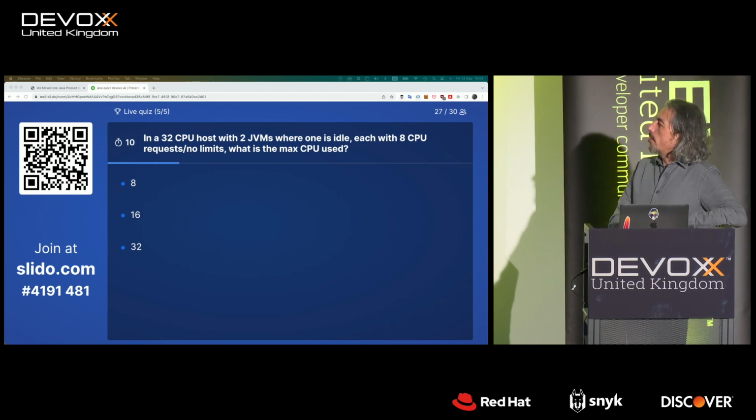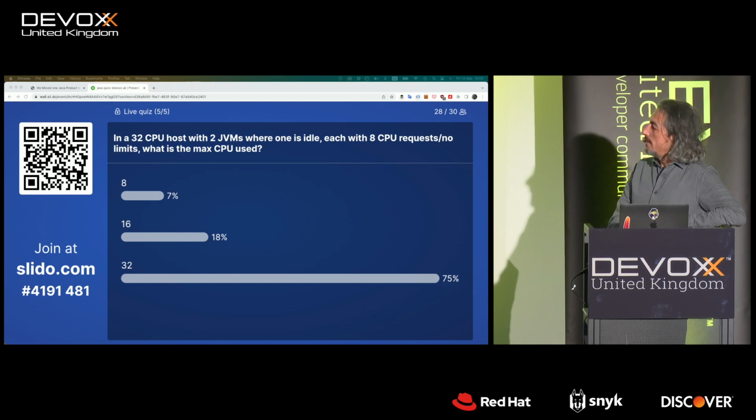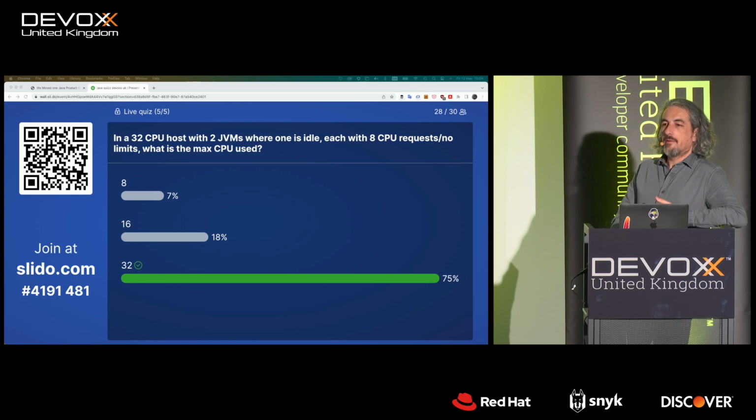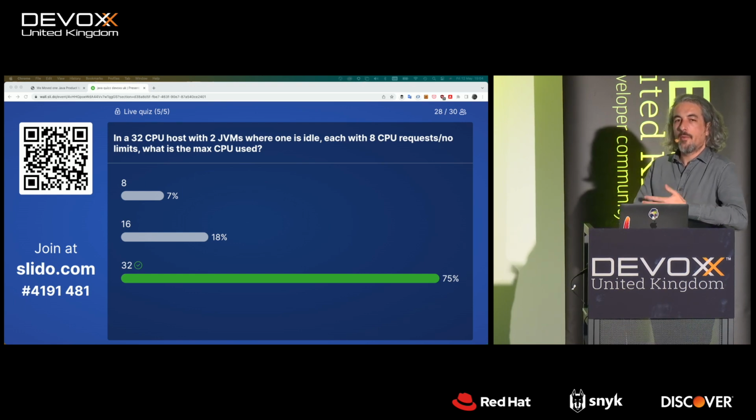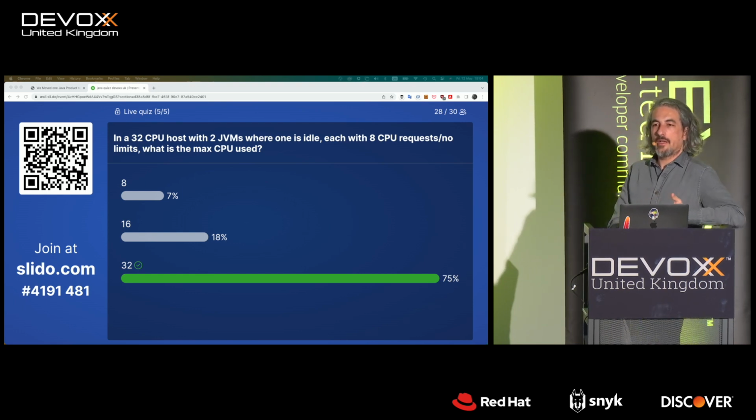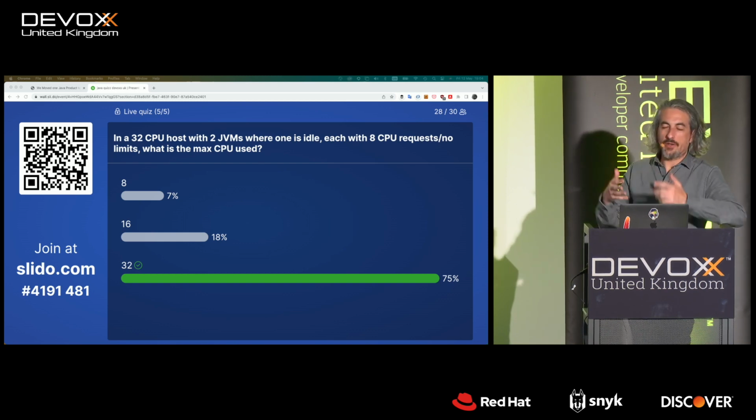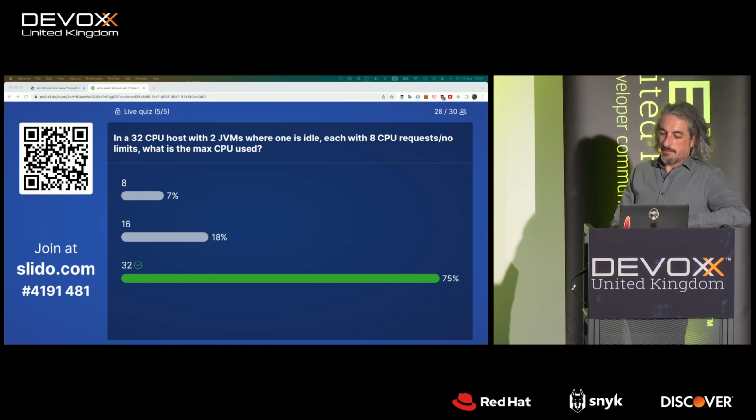So we have 8 CPU requests, no limits, both JVMs using as much CPU as they want or they can. And in this case, it's simpler because there's no limits. If both of them are using as much CPU as they can, they're going to use all the CPU of the node. Of course, this is simplifying. I mean, there's going to be other things running on the node, but yes, they're going to be able to use it.